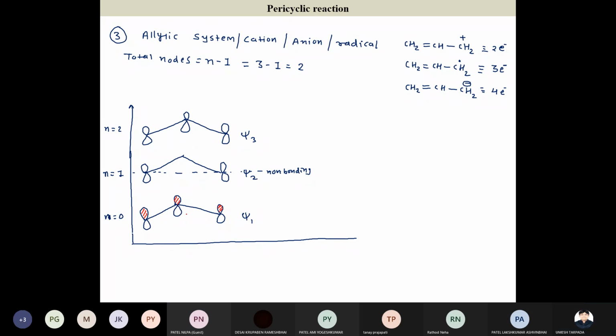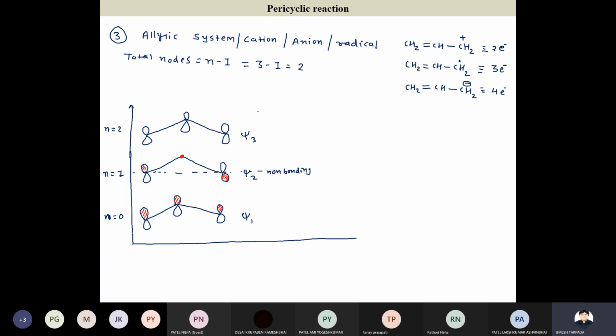Now what about the second level? How many nodes are there? 1. Then you will have to take the node at the center. So see, this is the center. You cannot draw the orbital here, because on this atom there is a node. So this upper portion is shaded and the lower portion is shaded in this way. You can show the first node. With an odd number of pi centers, the node comes onto the position of an atom.